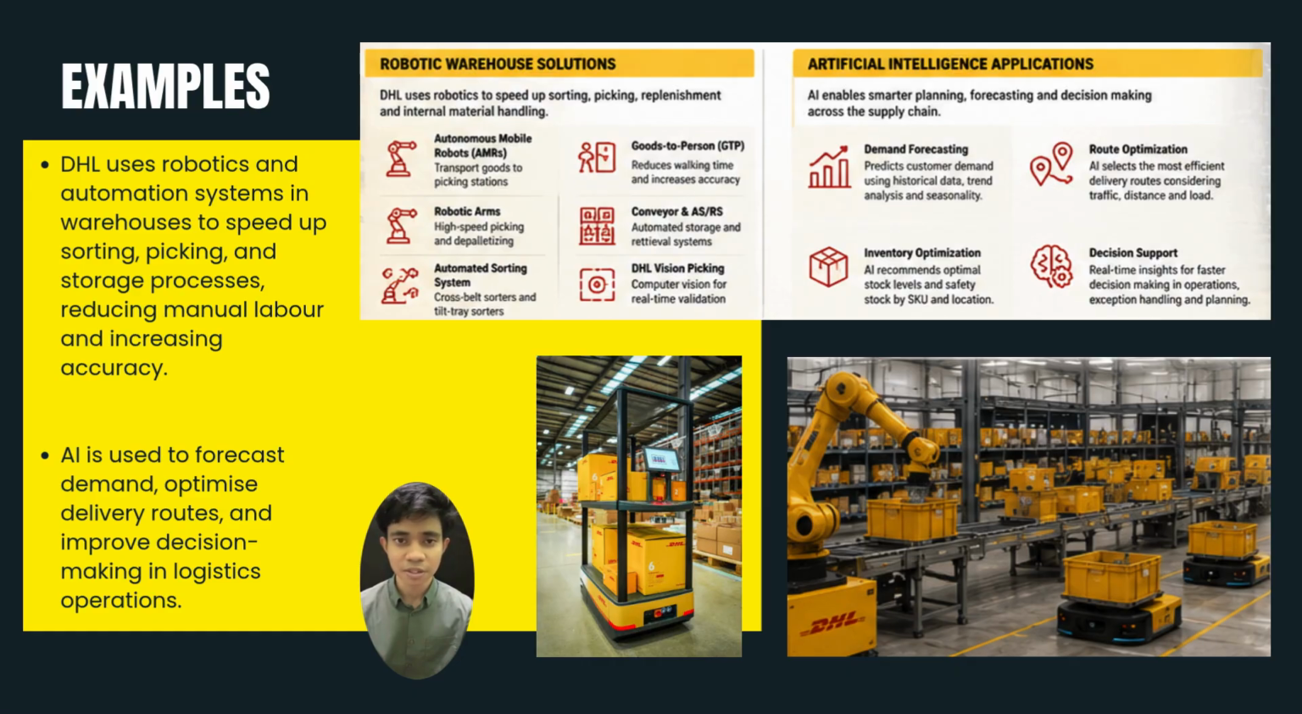At the same time, DHL uses AI, artificial intelligence, to analyze customer demand, predict seasonal order volumes, optimize inventory levels, and recommend the fastest delivery routes. For example, during peak seasons like Black Friday or 11.11 sales, AI helps forecast demand early so the warehouse can allocate labor or manpower, storage capacity, and transportation resources before any congestion could happen.